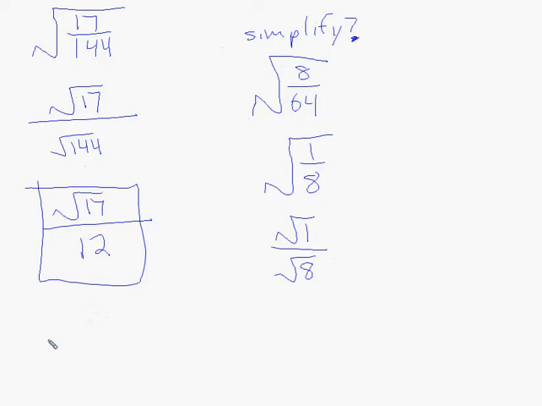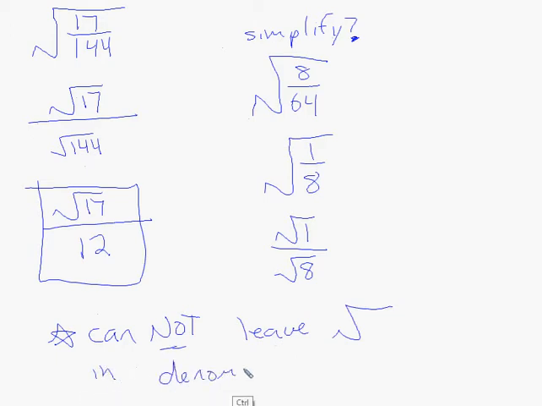Now here is the fact that makes us very sad. We cannot leave radicals in denominators. We cannot do that. That is not allowed.